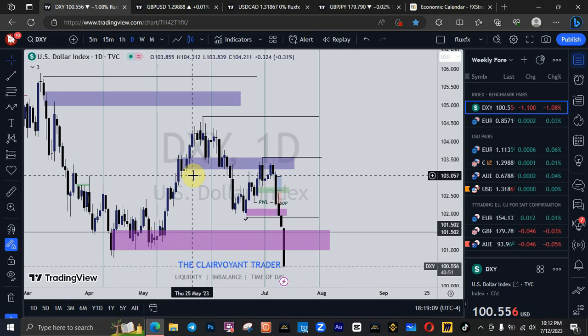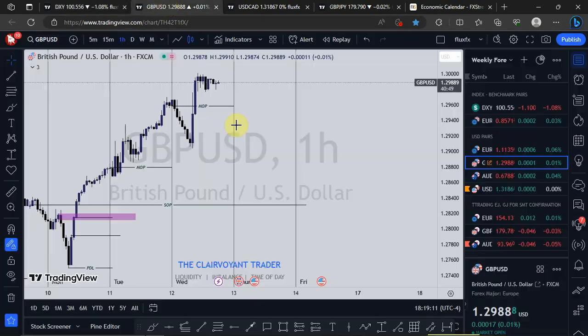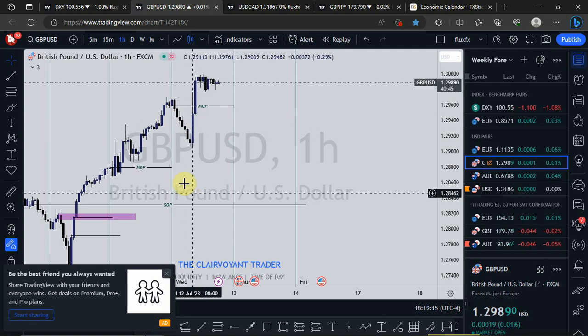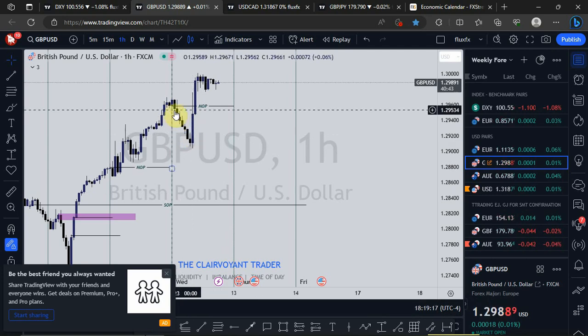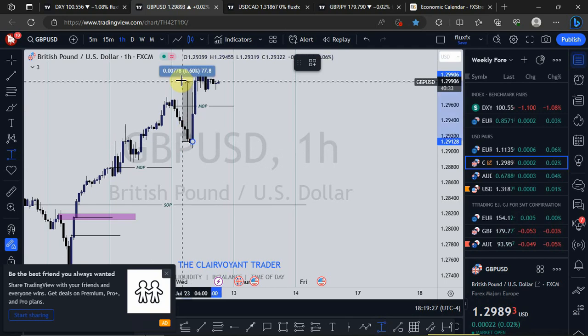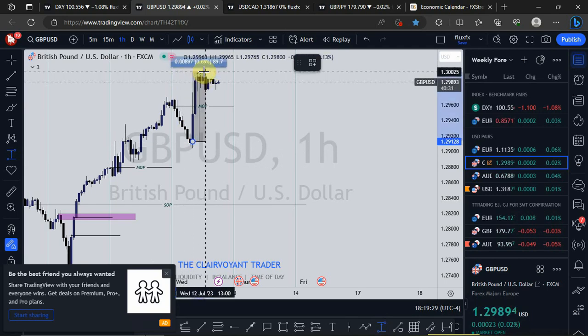Let's look at what is happening on GBPUSD. For GBPUSD, I missed this. Yes, I missed it. Look at how price traded, went below the midnight opening price, and then during the New York session, saw price gyrating to the upside, which was around 80 pips, 89 pips, something like that. So that is just that for GBPUSD.